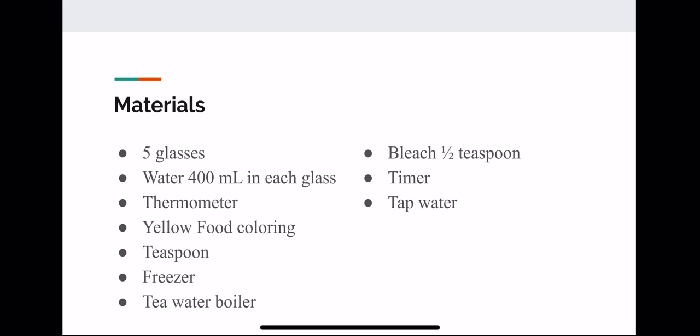The materials that I had were 5 glasses of water, and I filled each of them with 400 milliliters each. I used a thermometer to measure the temperatures of the water, 8 drops of food coloring in each of the solutions. I did half a teaspoon for the bleach in each of the solutions. I timed the chemical reaction for 2 minutes. I used tap water, I used a freezer to get the water cold, and a tea boiler to get the water hot.